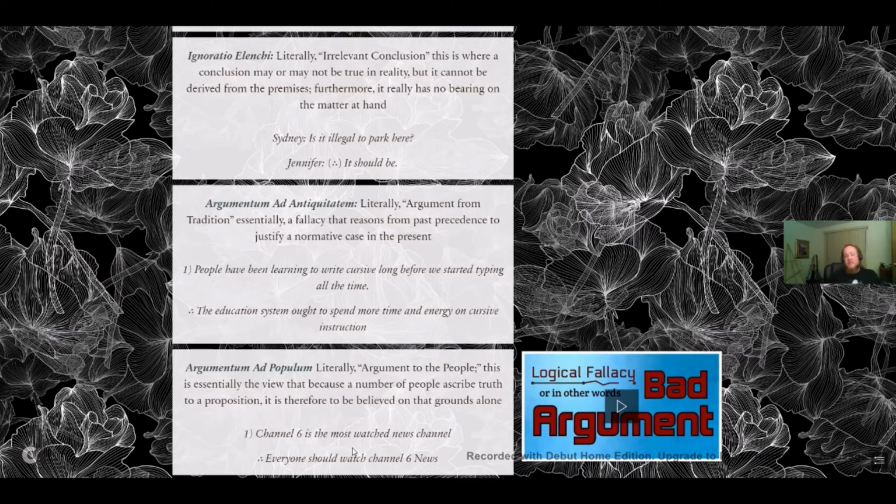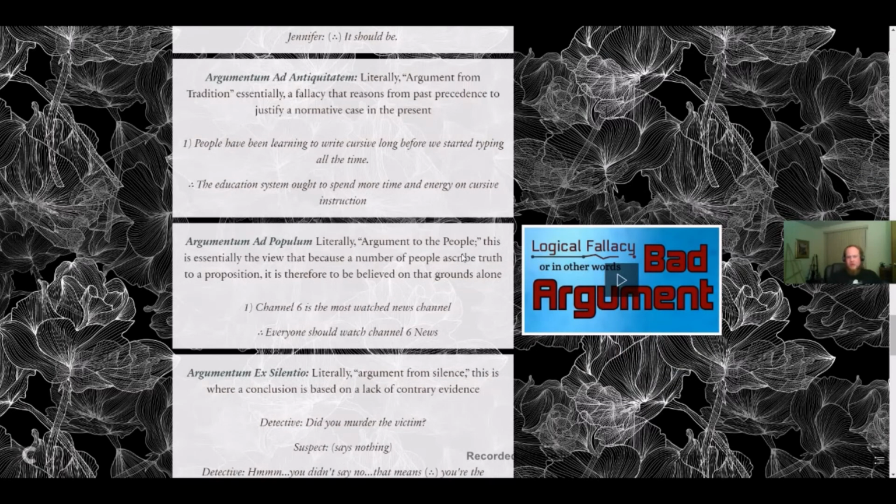Let me also be clear here with the informal fallacies. You don't have to memorize the Latin or the Greek phrases. I just want you to recognize the examples. The next two are similar to each other. Argumentum ad antiquitatem, literally the argument to the old, or appeal to the antique.